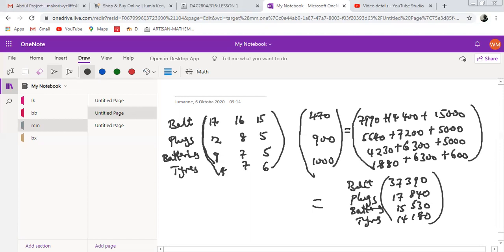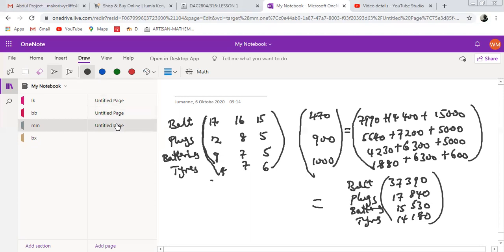So if you add that, you are able to get the numbers here. If we add this, it gives you the total number of beds which we have here. If you add this, it gives you the number of plugs which we have here. If you add this, it gives you the number of batteries which are here, and this will give you the number of tires that will be required. And actually, we should have answered question part B.